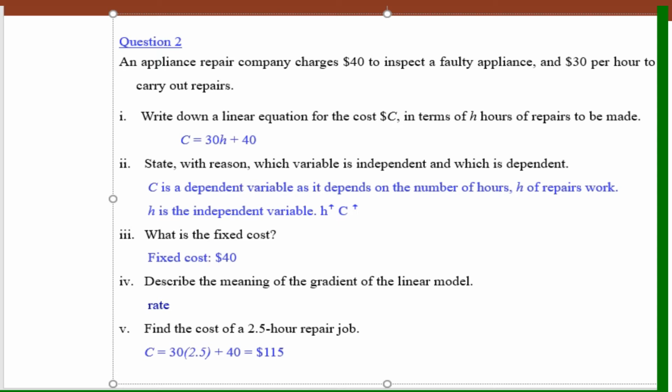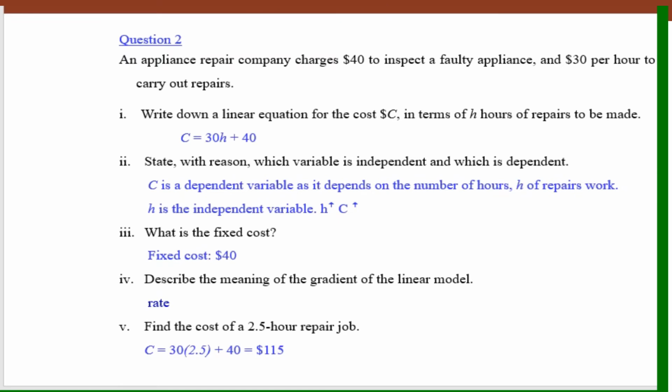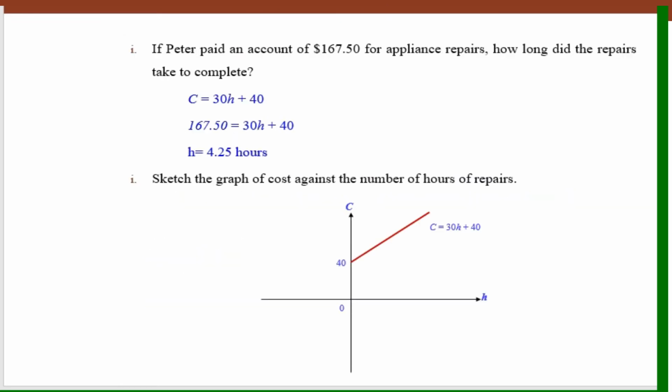Find the cost of a 2.5 hour job. Just substitute 2.5 into the equation. You will get 115. If Peter paid 167.5, how long did the repairs take? So you substitute 167.5 in cost and find H. After you find the linear model, they either will give you one of the variables. Just plug it in and solve the equation.